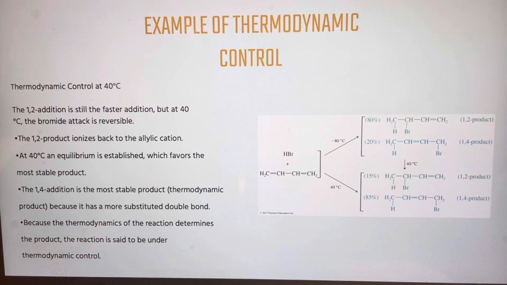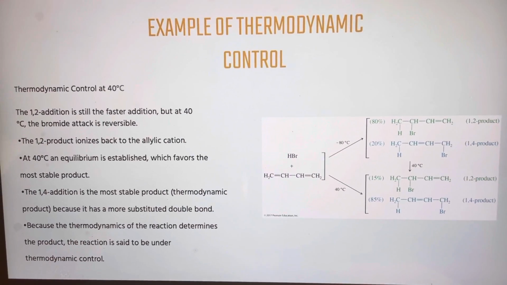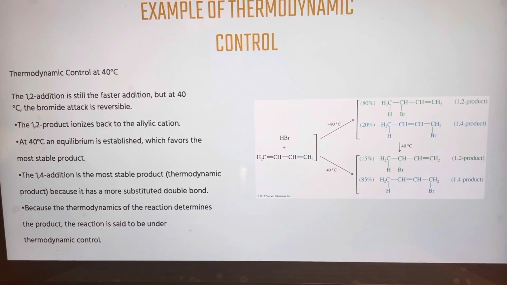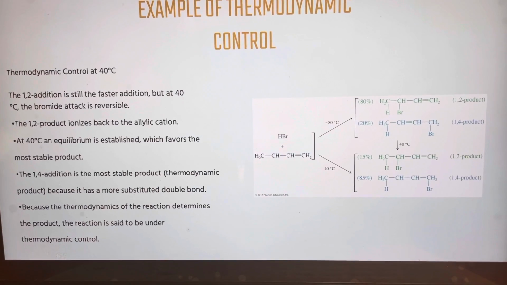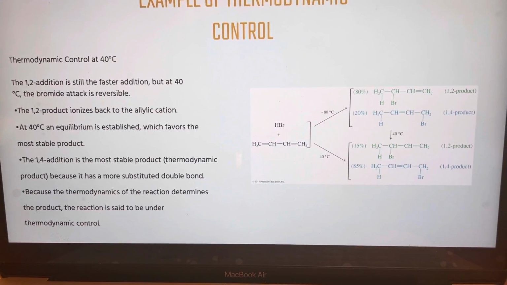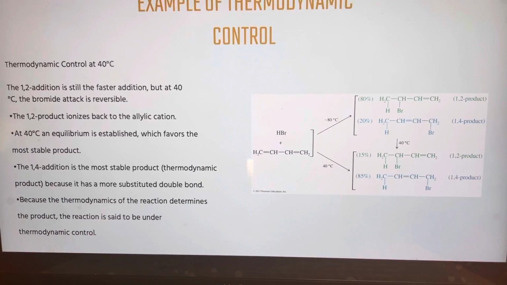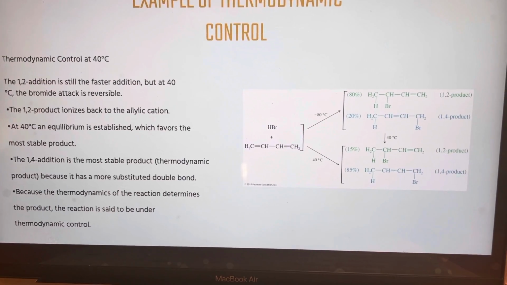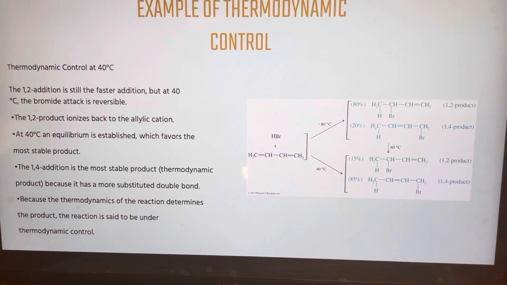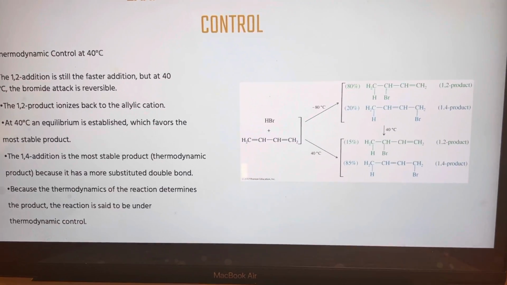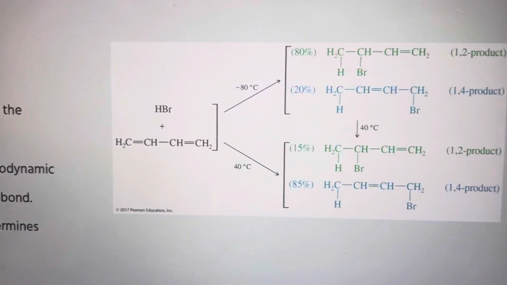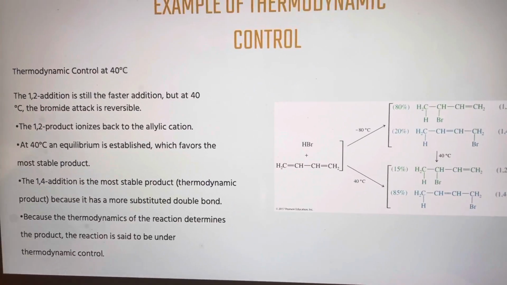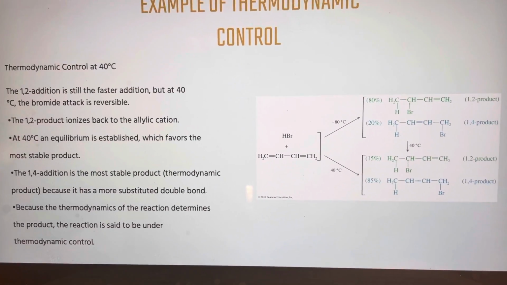So it says the 1,2 addition is still the faster addition, but at 40 degrees Celsius, the bromide attack is reversible. The 1,2 product ionizes back to the allylic cation, and at 40 degrees Celsius, an equilibrium is established, which favors the most stable product. The 1,4 addition is the most stable product because it has a more substituted double bond, as you can see here in the example. Because the thermodynamics of the reaction determines the product, the reaction is said to be under thermodynamic control.